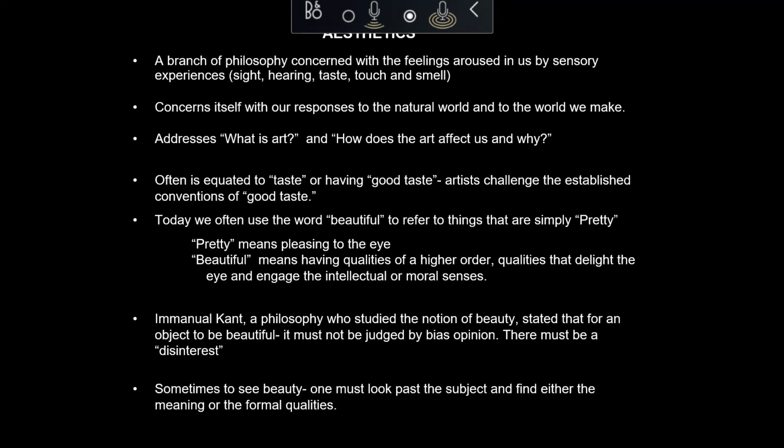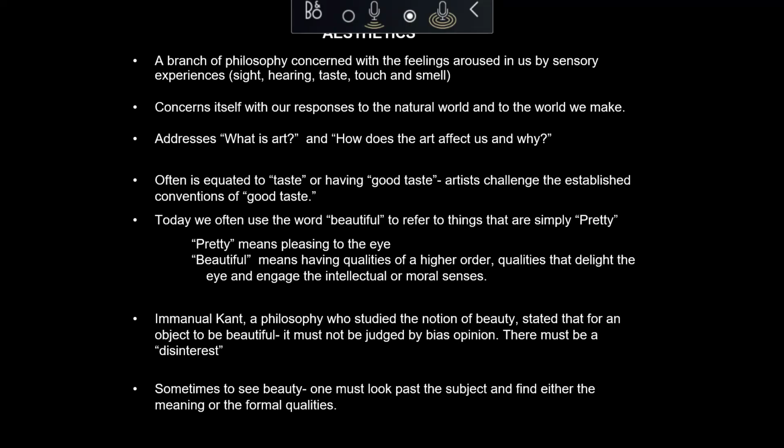Again, because it does engage the intellect and, of course, moral sense. Now, there's a philosopher I'm going to want you to remember. His name is Immanuel Kant. Okay. Now, he was a philosopher. Sorry, I need to change that where it says philosophy. I'll change that in the notes before I get this posted. But he was a philosopher, and his philosophy was discussing the notion of beauty. He had some other things that he discussed too, but it's this that I really want to focus on for him.